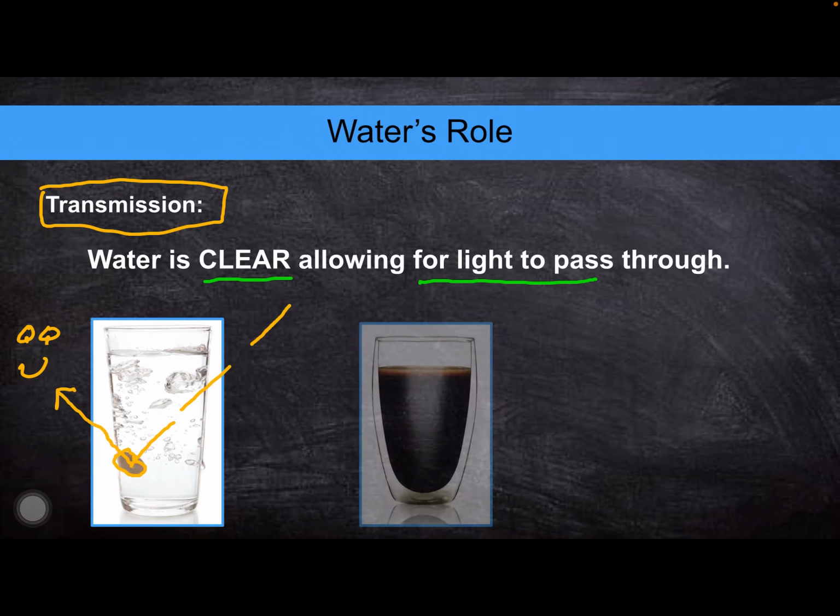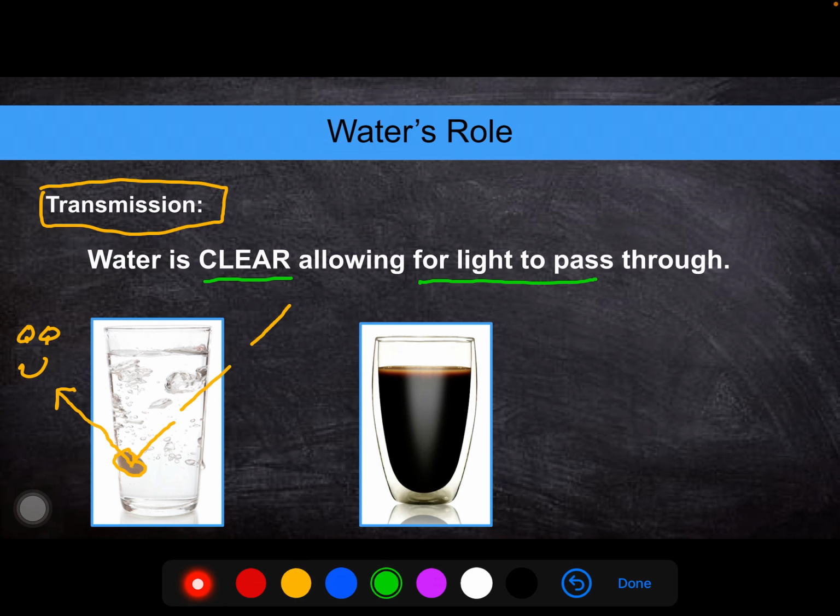Now, we talked through in class how this is not really possible if we're trying to do this with coffee. The light will not flow through the coffee like it does with the water. It is mostly absorbed, not allowing the light to get to the substances at the bottom, allowing us to see them. So transmission is simply the idea that water is clear and allows that light to pass through.